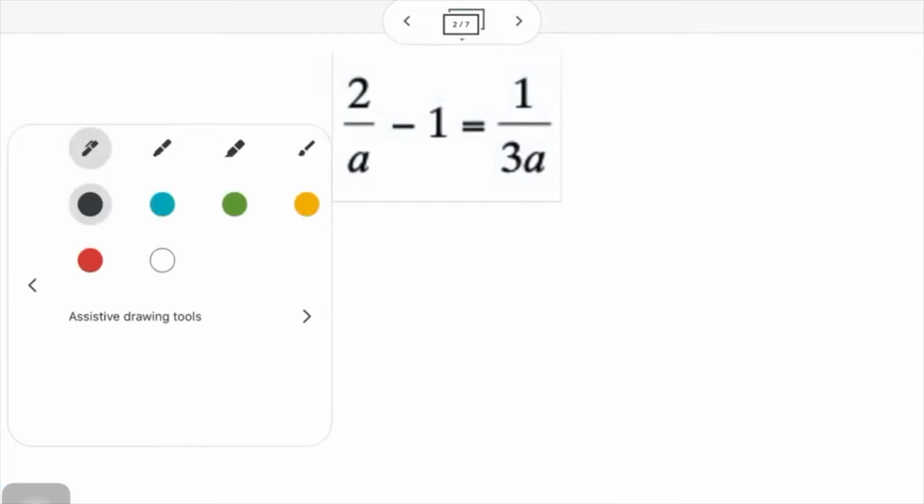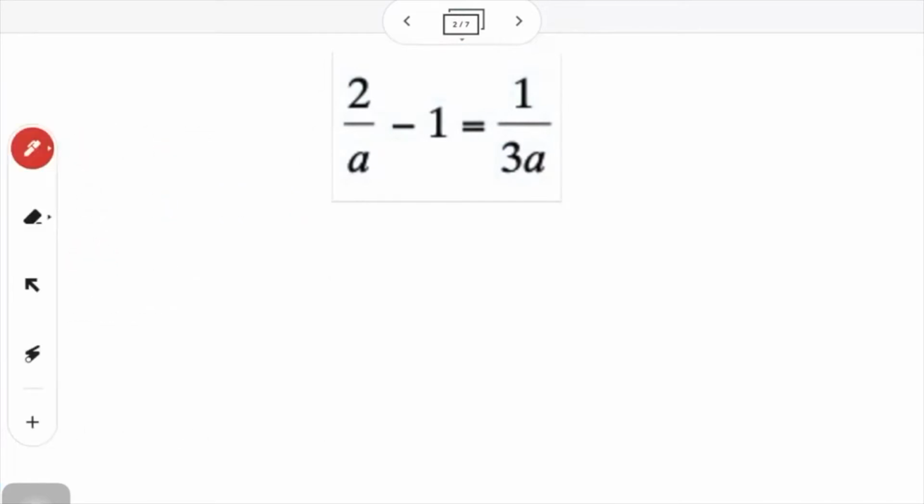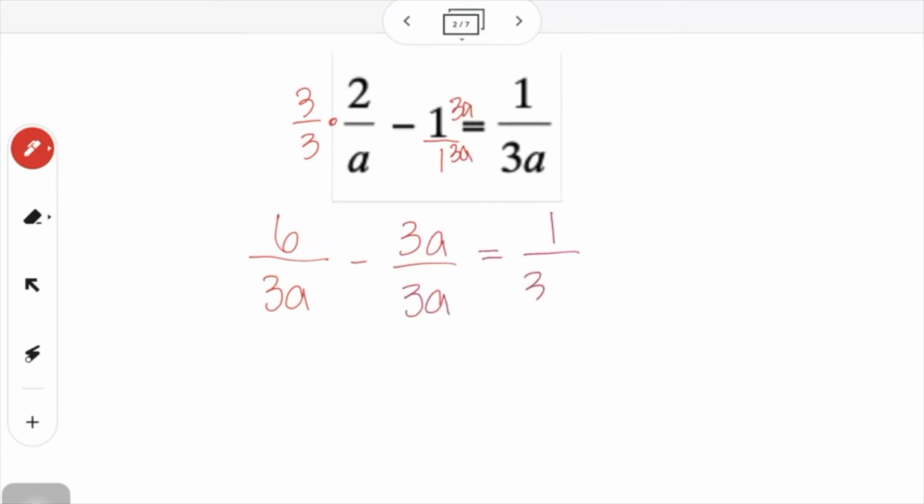Okay, so this is what our equations looked like, and the first thing we wanted to do was to get the same denominator for all of our fractions. So we need to make all of these be the same thing. In this case, the easiest way to make a match is to make them all be 3a. So I'm going to multiply this first fraction by 3 over 3, which will give me 6 over 3a. I'm going to multiply the second fraction by 3a over 3a, which will give me 3a over 3a. And the third one I don't have to do anything to.